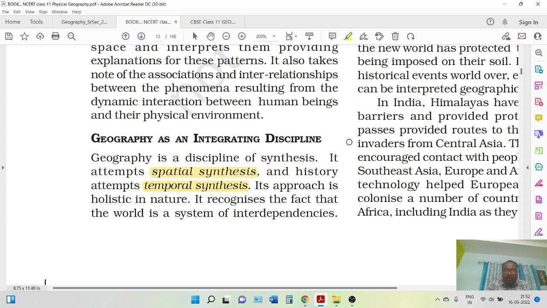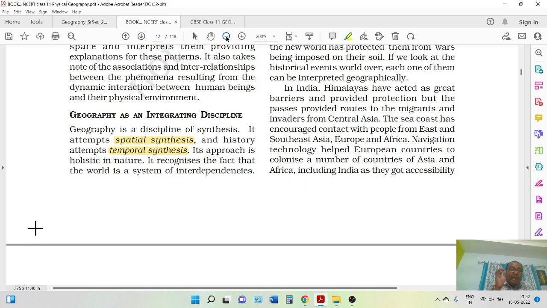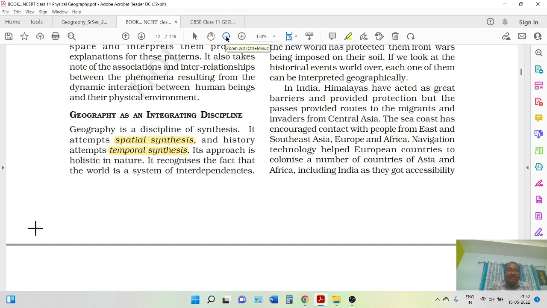From this, one thing is very clear: the basic aim of science and social science is to understand the reality of nature. Please understand this line. Hence, geography is considered both a science and a social science. It is a science also, it is a social science also. Hence, it is an integrated science. I hope it is clear, everyone.